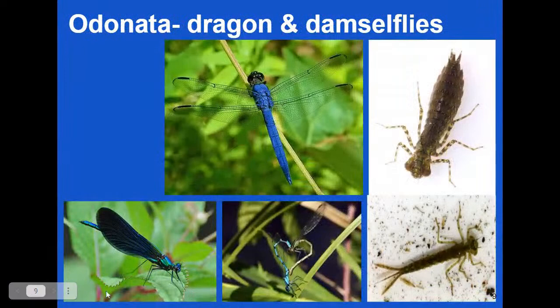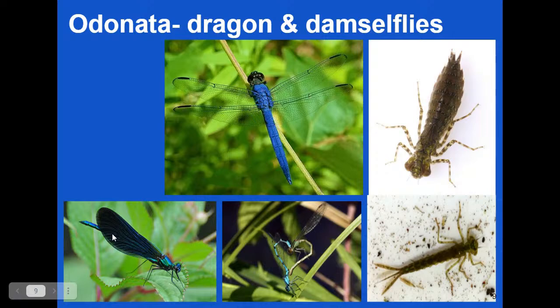And the other really obvious, this is an easy to identify group, the order Odonata. Odonates are dragonflies and damselflies. The adult forms, you see them near water. And the larval form, the nymphs or naiads, are aquatic and very different from the adult form. This is a larval dragonfly. This is a larval damselfly. They'll be found in streams, rivers, ponds.